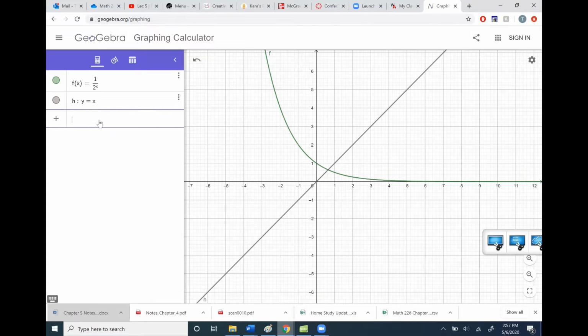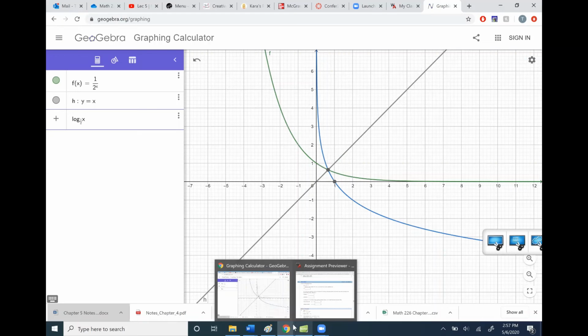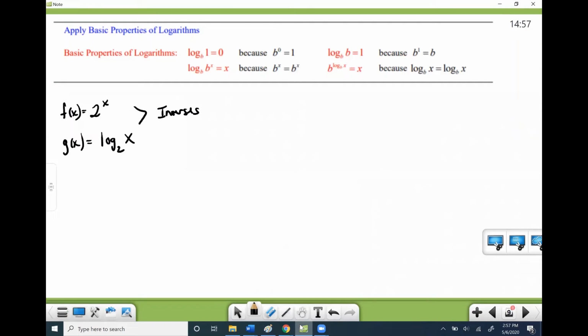Now I'm going to type log base 1/2 of x. And look how pretty that is. So no matter what, if you have an exponential of any base, you know its inverse is going to be a logarithm with that same exact matching number. Do we have any questions on this, you guys?